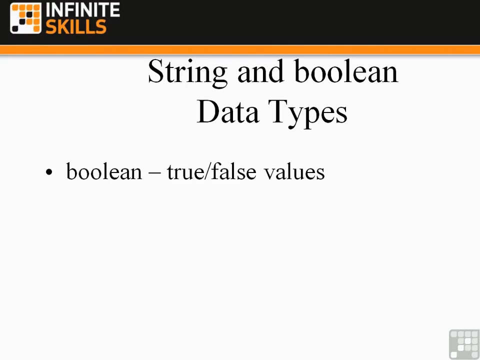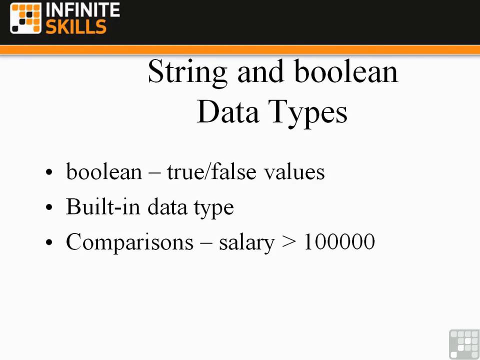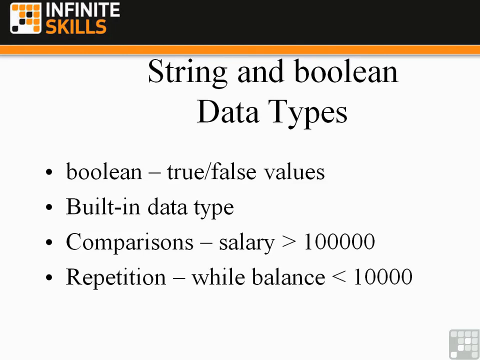After the string, the next commonly used data type is the Boolean data type. A Boolean data type is either a true or false value. Boolean, unlike string, is a built-in data type, although there is a Boolean class that is used for some Boolean operations. Booleans are used in comparisons such as salary greater than 100,000, or in repetition, such as while the balance is less than 10,000, perform some task. And as we go through the course, you'll see lots of uses for Boolean data.